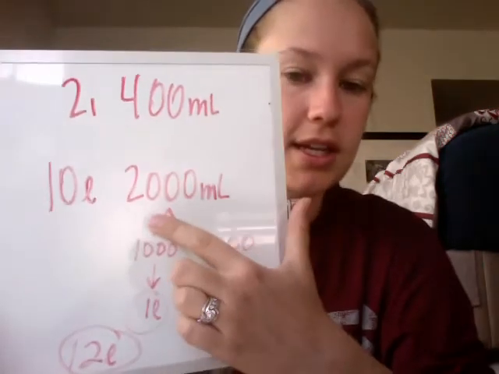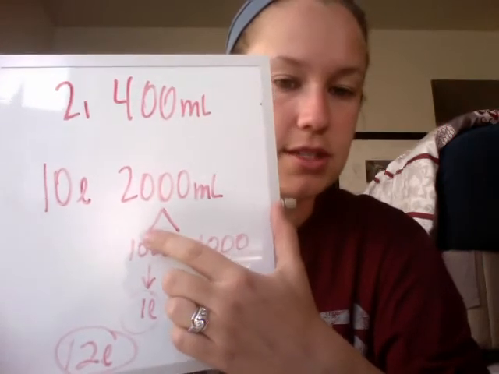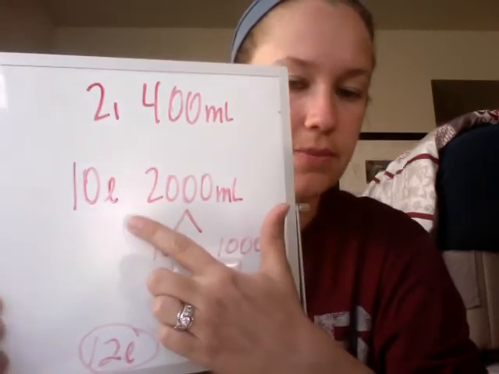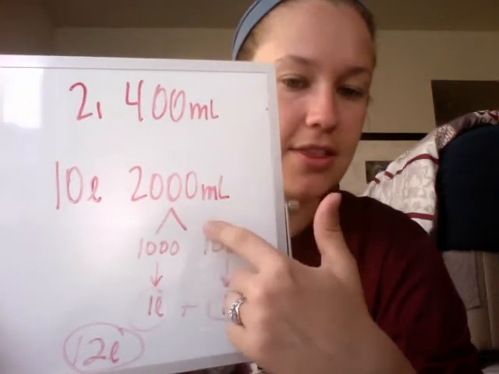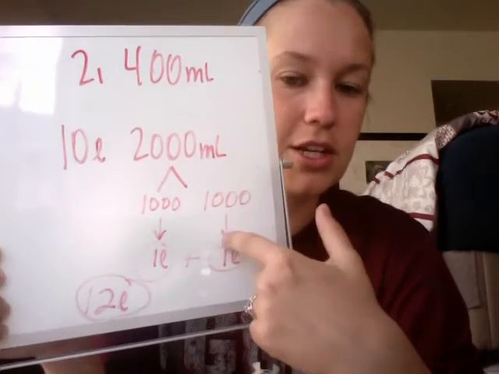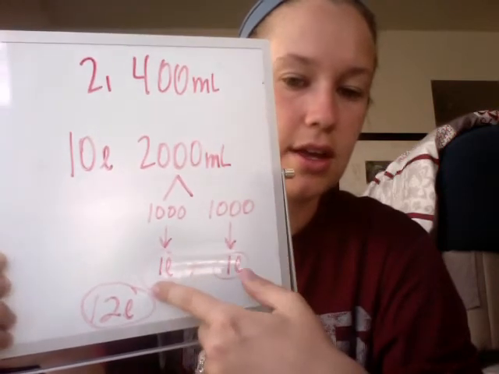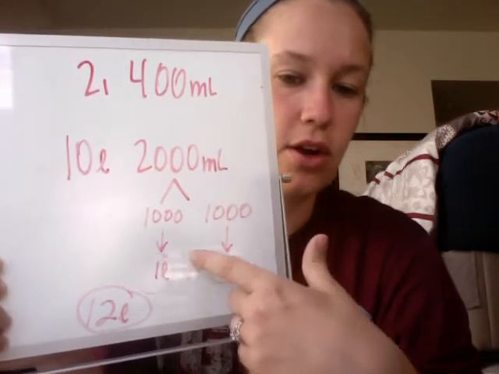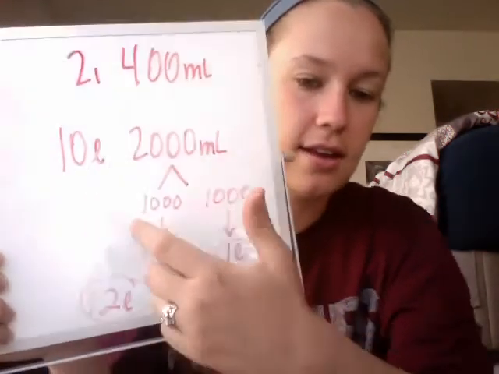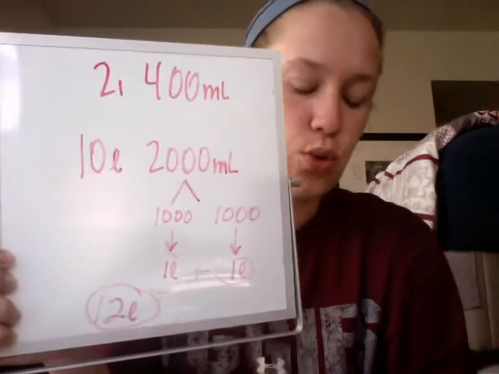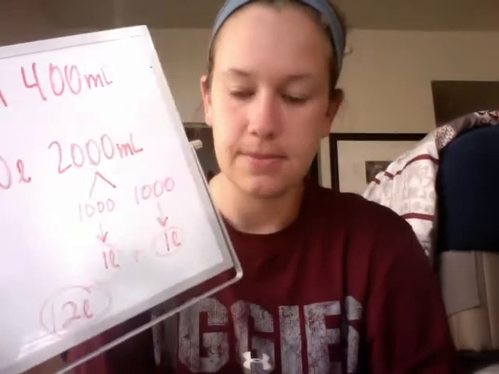Well, you only need 1,000 milliliters to make 1 new liter. So here I split it up. I took away 1,000 and then I had 1,000 left. So each of those became a new liter. So then I had 1 liter plus 1 liter, gave me 2 liters, plus the 10 I already had. So my answer is 12 liters.